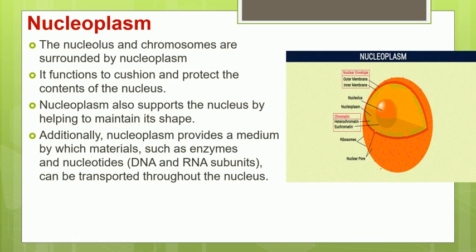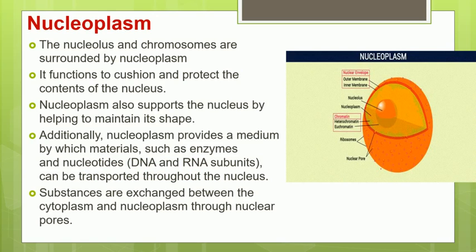Additionally, it has another function: it provides a medium by which different materials like enzymes and nucleotides, which make up the DNA and RNA, can be transported through the nucleus. Okay, so this nucleoplasm is basically a liquid or jelly-like medium in which all these materials are present, that is enzymes and nucleotides, which are responsible for the construction of the DNA and RNA, that is, synthesis of the DNA and RNA.